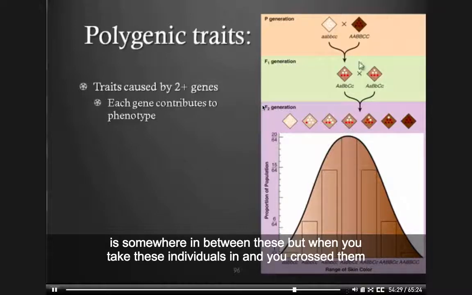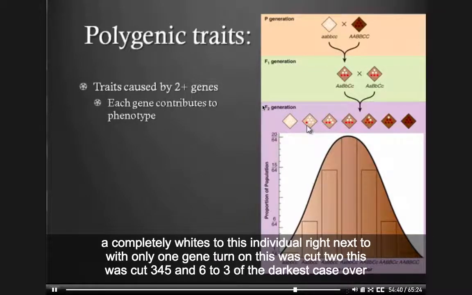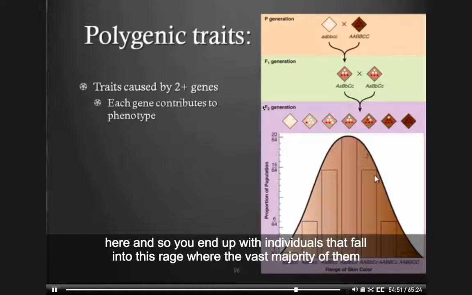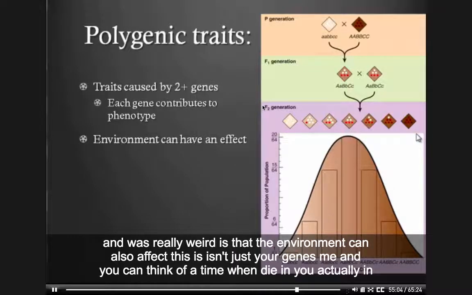But when you take these individuals and then you cross them, you end up getting all of these different variations in here. Everything from completely white to this individual right next to it with only 1 gene turned on. This one's got 2, this one's got 3, 4, 5, and 6. This is the darkest case over here. And so you end up with individuals that fall into this range where the vast majority of them are this intermediate phenotype. But you still end up expressing the extremes as well. And what's really weird is that the environment can also affect this. This isn't just your genes.